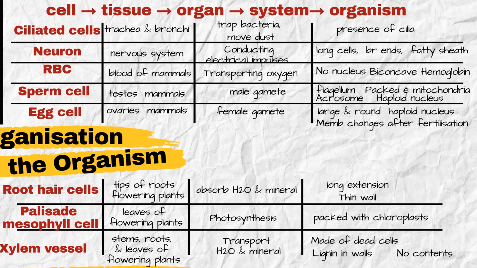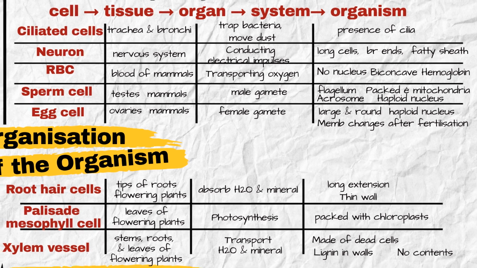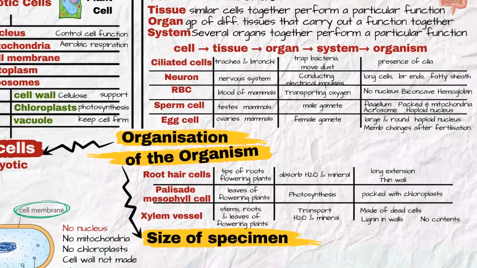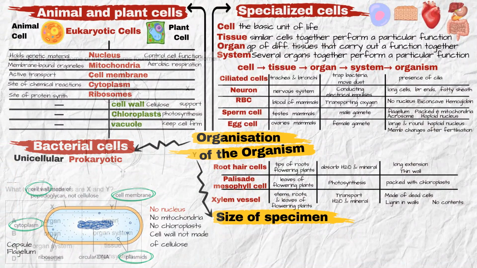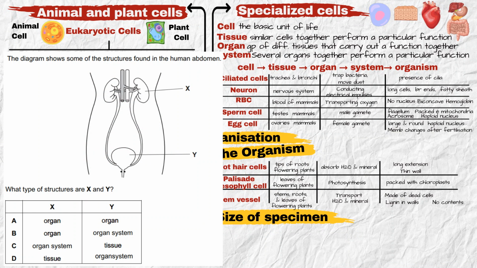Now let's see some past paper questions about tissues and organs and so on. You will find a lot of examples. It is a repetitive topic. Here is a diagram that shows some of the structures found in the human abdomen.